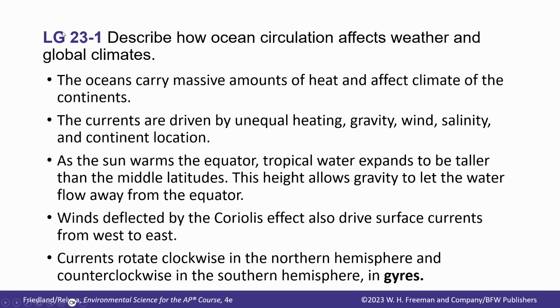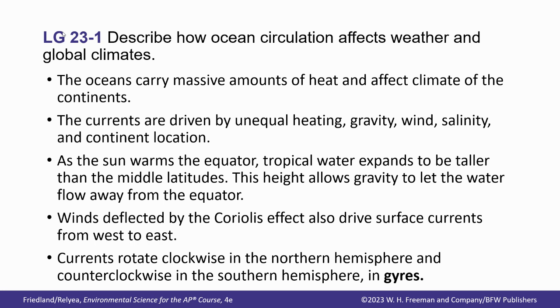So, our first standard again is describe how ocean circulation affects weather and global climates. So, the oceans carry massive amounts of heat and affect climates on the continents. As you know, the warmer air is going to hold more water, and water has a high specific heat. That just means it takes a lot of energy to increase or decrease the temperature of water. And so, being a big body of water, it's going to maintain a relatively stable temperature. The currents are driven by unequal heating, gravity, wind, salinity, and continent location.